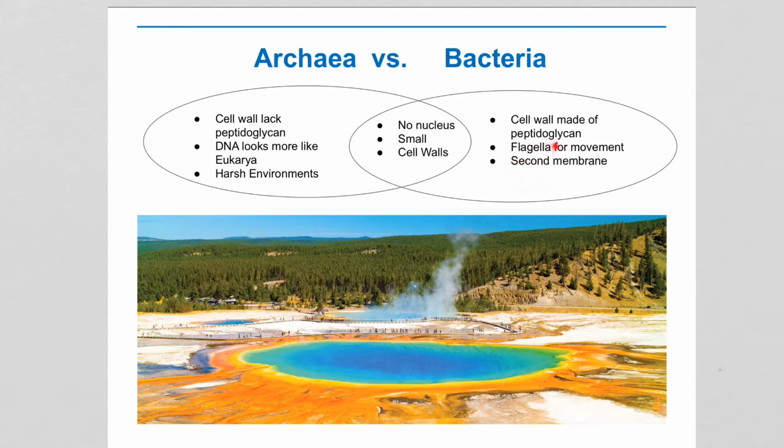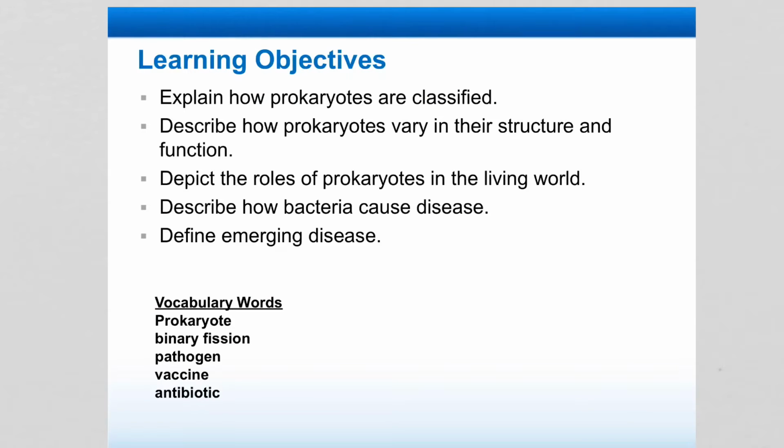Bacteria also have a second membrane that's not found in the archaea or the eukaryotes. So they are slightly different, but they're both part of the prokaryotic world. Okay, so that tells us a little bit what a prokaryote is. Now we're going to talk about how they vary in their structure and their function.